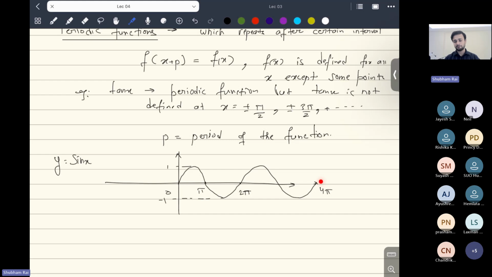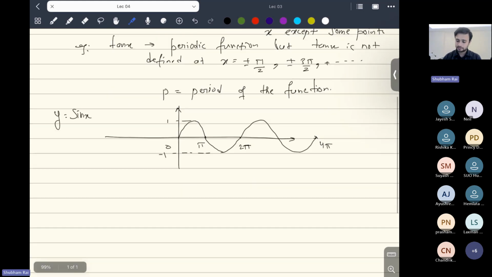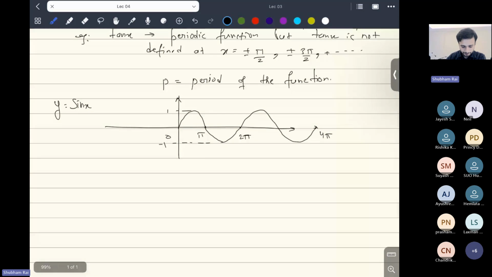But we will be interested in the fundamental period. The fundamental period is the lowest value of the period. So the fundamental period of sine x will be 2 pi. So let me just write here fundamental period.